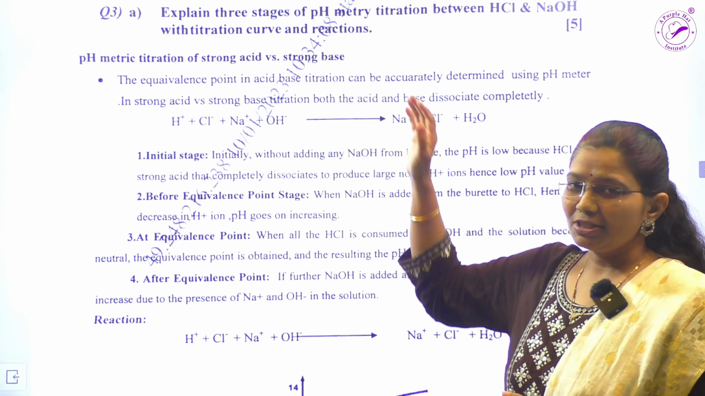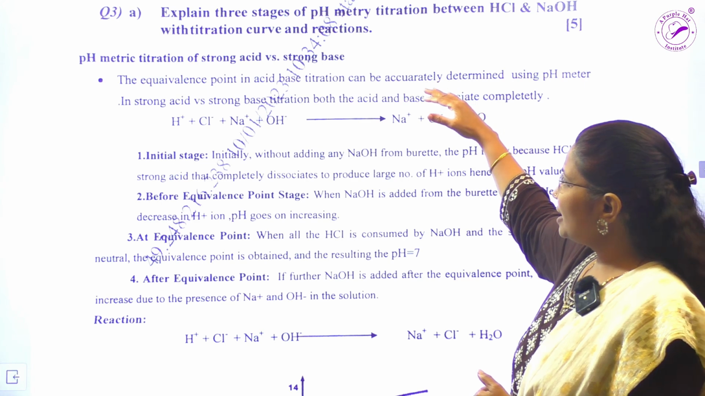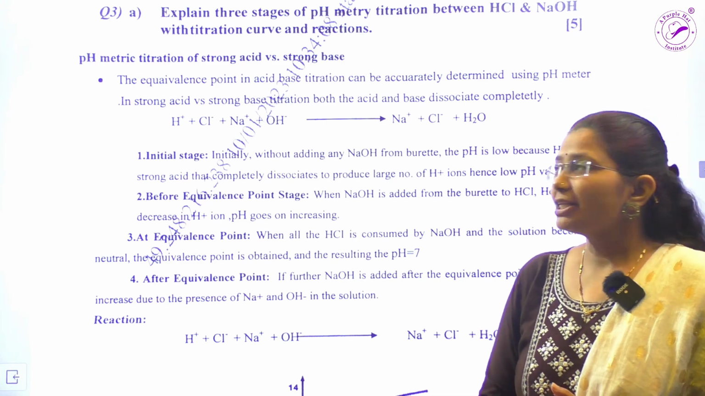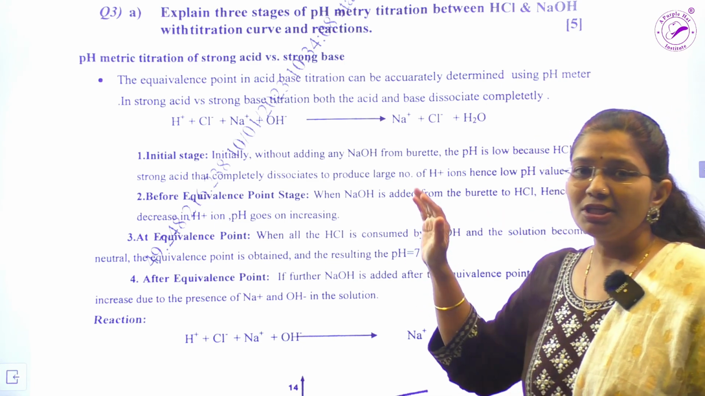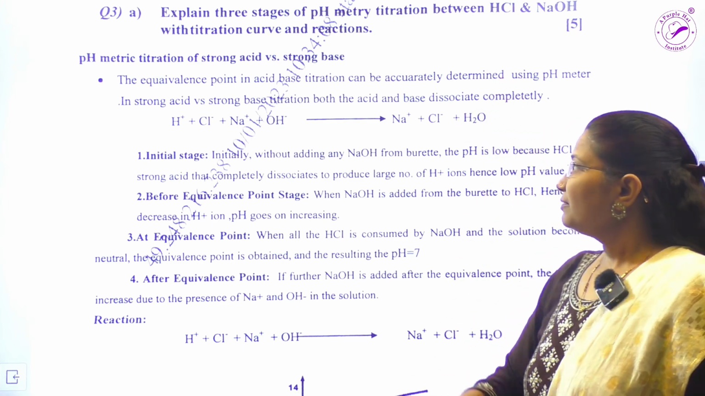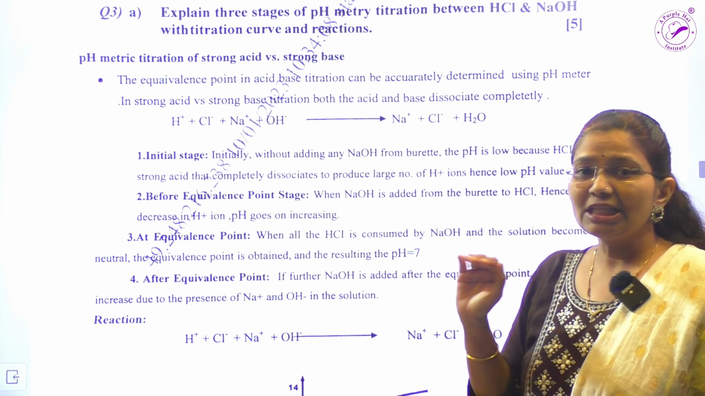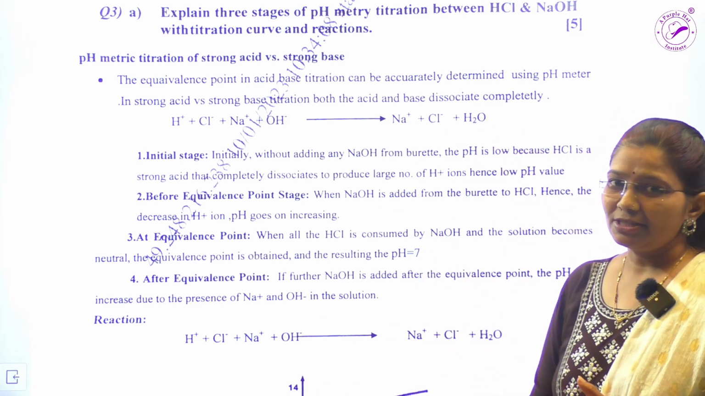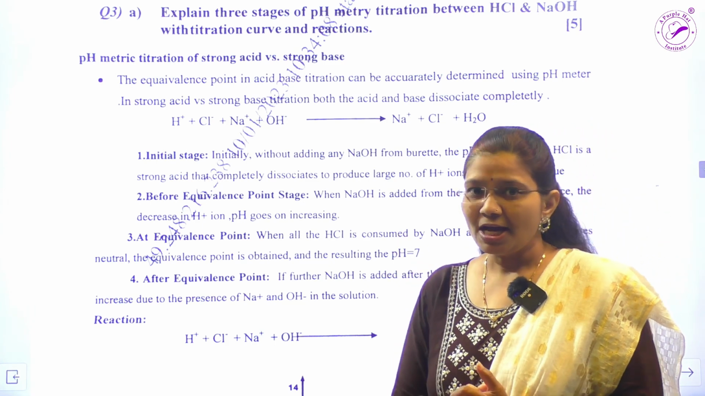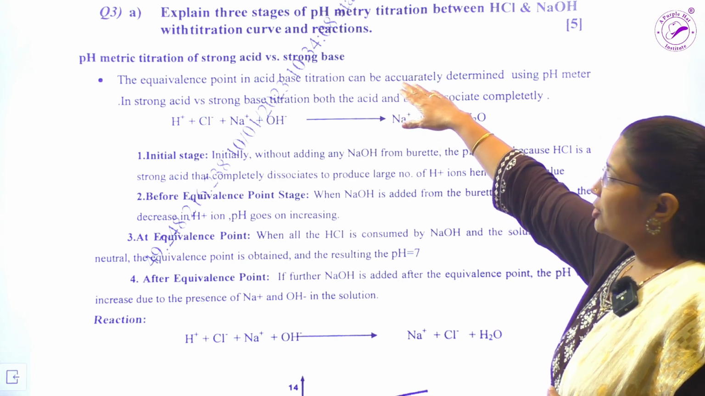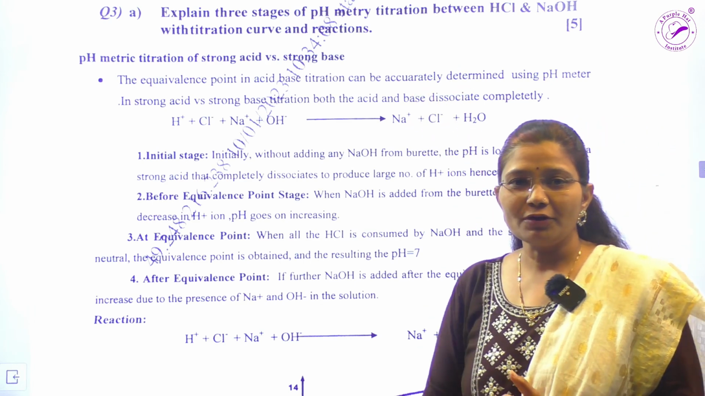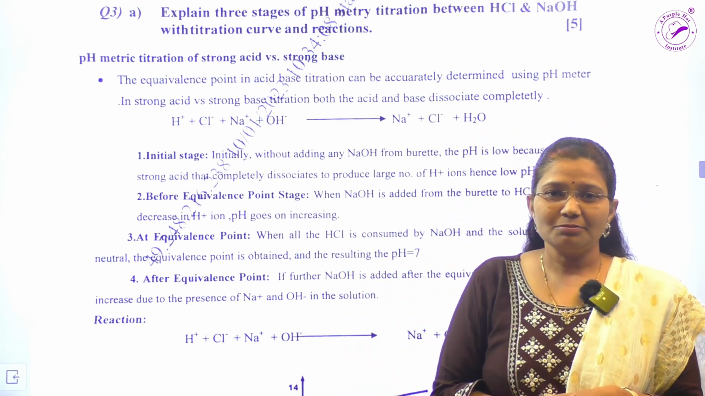In that, the first question is: explain the 3 stages of pH metric titration between HCl and NaOH with titration curve and reaction. This question is for 5 marks. So how is it distributed for 5 marks? First of all, you have to explain the 3 stages of pH metric titration, and these three stages will be for 3 marks, and then you will have to draw the titration curve. This will be for 1 mark and the reaction will be for 1 mark. So like this 5 marks are there.